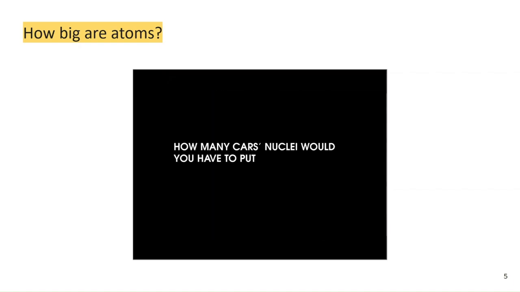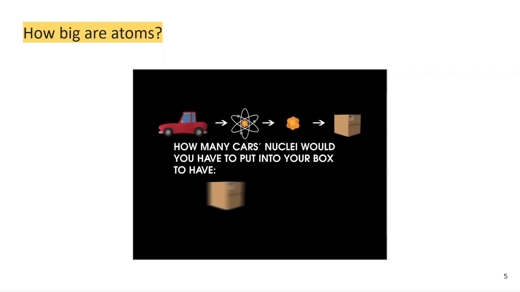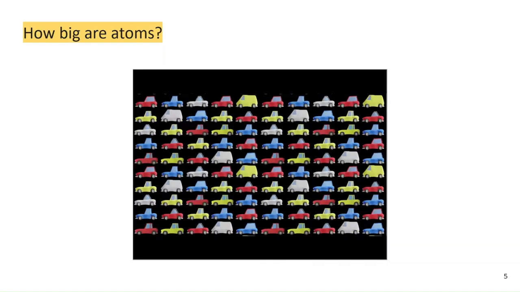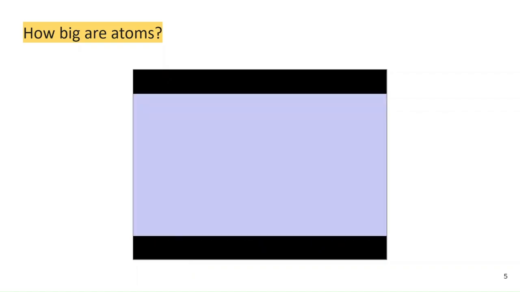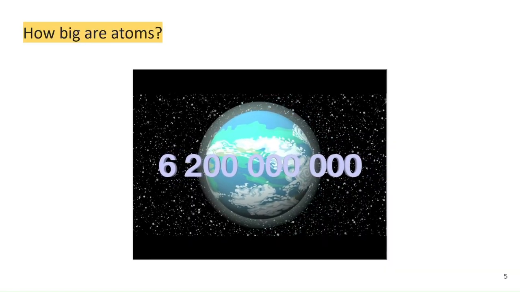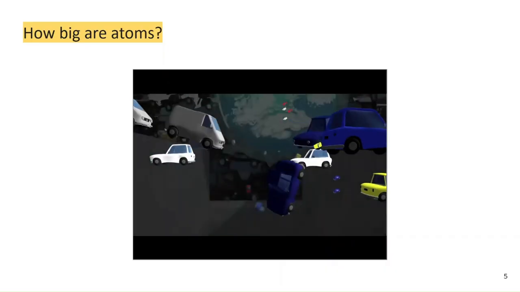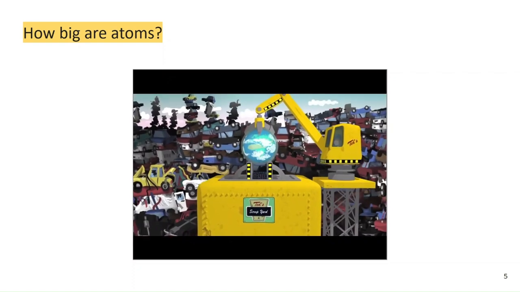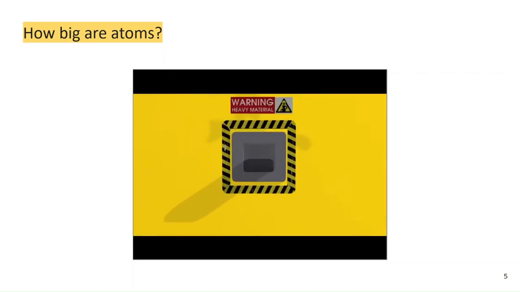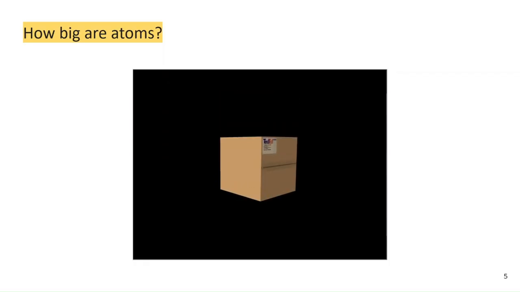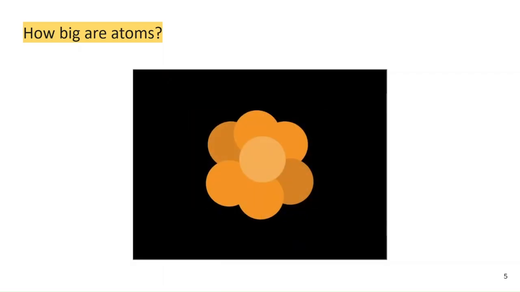How many cars' nuclei would you have to put into the box to have your 1 foot box have the same density as a nucleus? Is it 1 car? 2? How about 100? Nope, nope, and nope. The answer is much bigger. It is 6.2 billion. That is almost equal to the number of people on the Earth. So if everyone on the Earth owned their own car, and they don't, and we put all of those cars into your box, that would be about the density of a nucleus. So I'm saying that if you took every car in the world and put it in your 1 foot box, it would have the density of 1 nucleus.